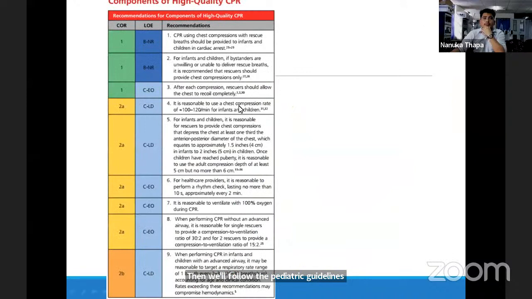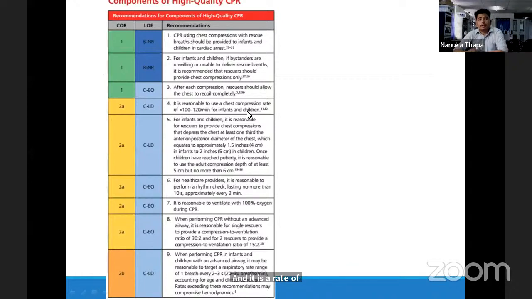So here are the few important things which we're going to discuss in this slide. How many chest compressions should be given in 1 minute? It is around 100 to 120 chest compressions to be given in infants and children in a minute. And that is the rate of compression.